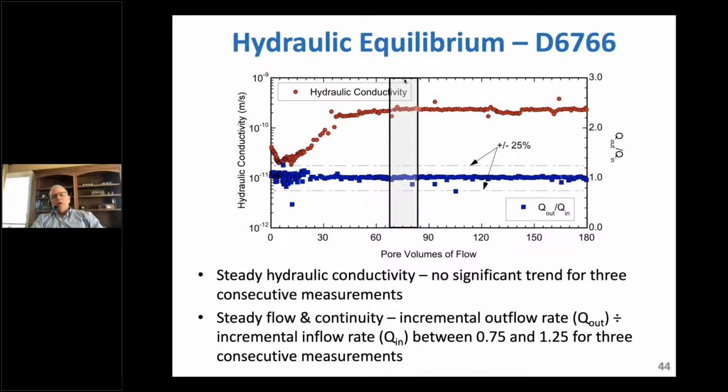Now, could we draw a conclusion about this test out here, maybe at 30? Yeah, probably we'd be close enough. But to get to true equilibrium, here it's 70.